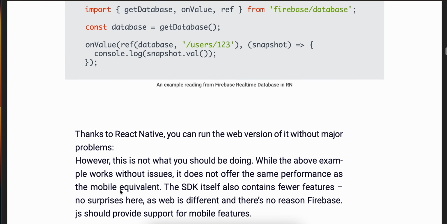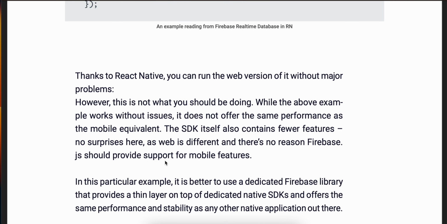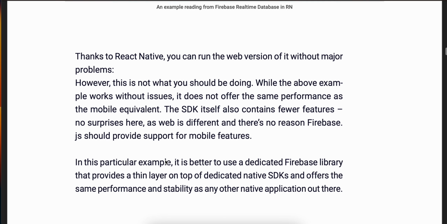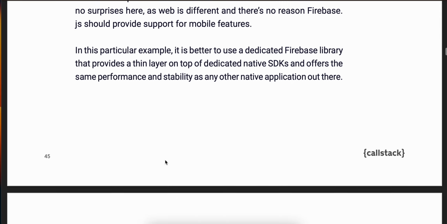However, this is not what you should be doing. While the above example works without issue, it does not offer the same performance as the mobile equivalent. The SDK itself also contains fewer features. No surprise here, as web is different and there is no reason for Firebase JS to support mobile features. In this particular example, it's better to use the dedicated Firebase library that provides a thin layer on top of the native SDK and offers the same performance and stability as other native applications out there.